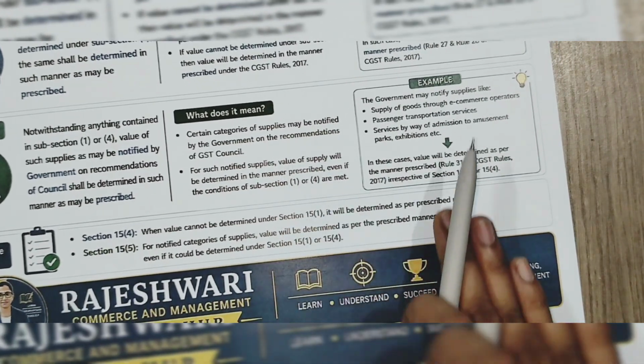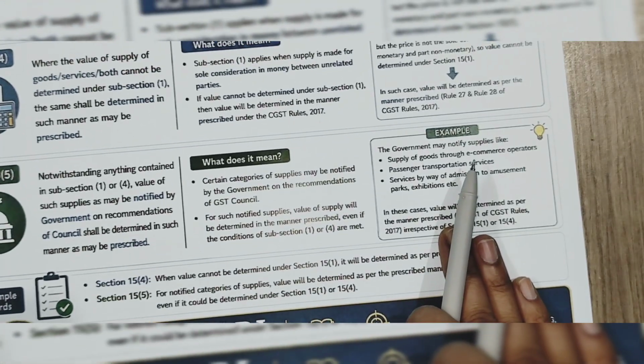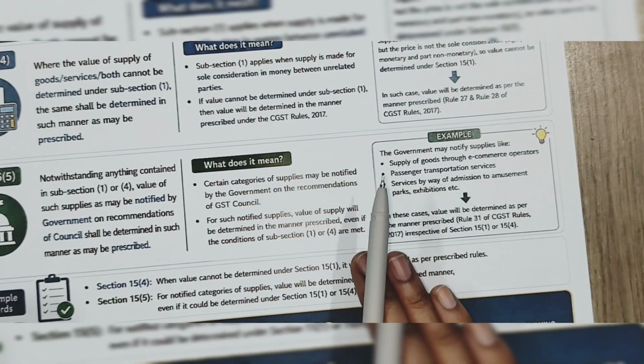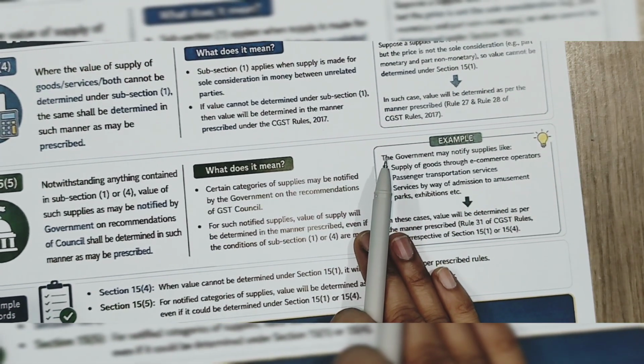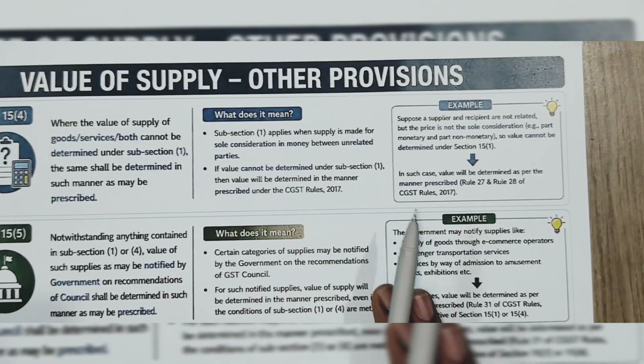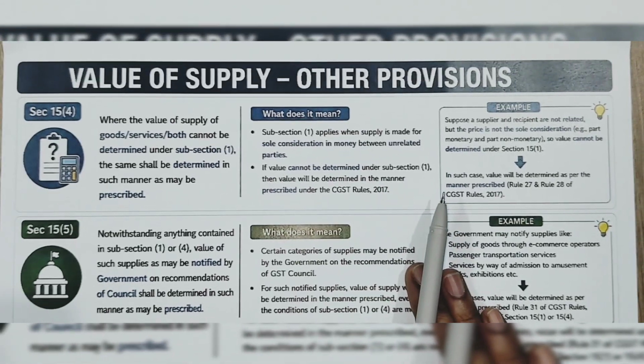It is about section 15 subsection 4, section 15 subsection 5. So value of supply. I hope all of you understood the value of supply.